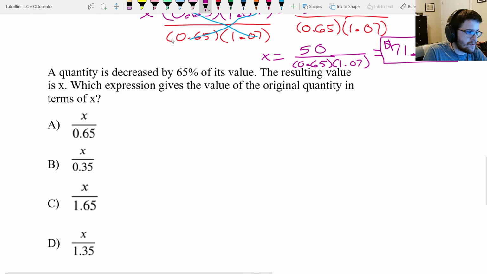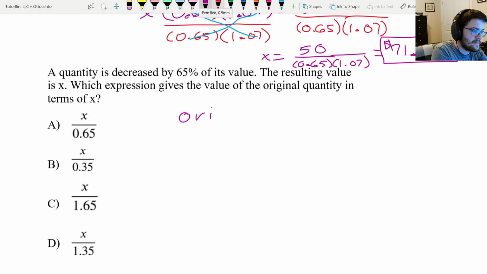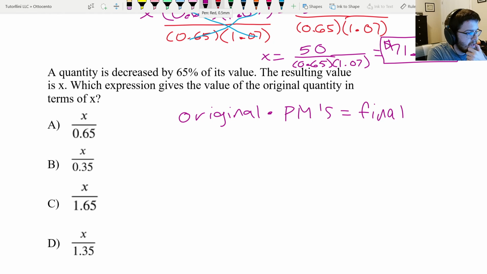All right, let's look at this one. A quantity is decreased by 65% of its value. The resulting value is X. Okay, right away, resulting value, that's like another word for final, right? So we're going to say the final is X. The original, we don't know. It wants us to find that. So you could introduce a letter. I'm just going to call it original because it doesn't matter to me.